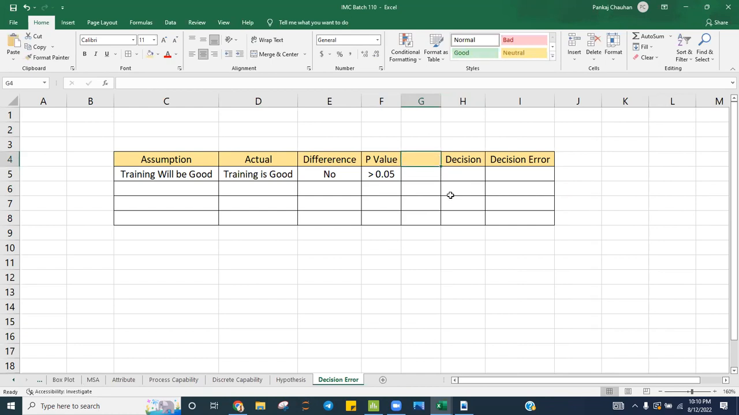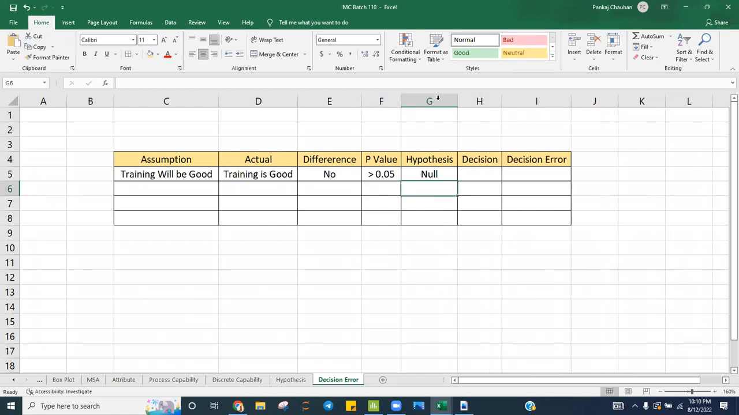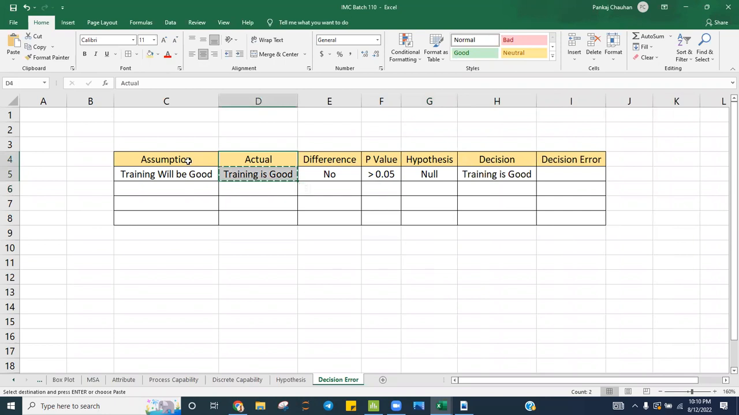If p-value is greater than 0.05, what is the hypothesis? Null. It's a null hypothesis. Now I ask you for the feedback. Guys, please give me the training feedback. You people are giving me the feedback that training is good. Actually, training is good. That was your assumption as well. Feedback is also training is good.